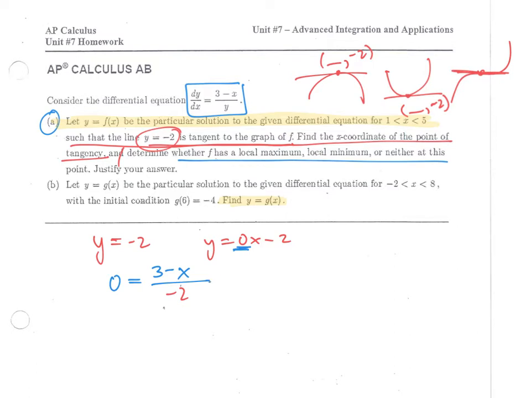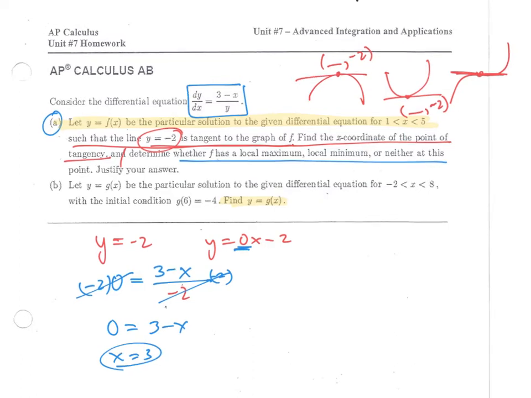So multiplying by -2 on both sides gives me obviously 0 equals 3 minus x, so x equals 3 is the x value of my point of tangency. So that's the first part.